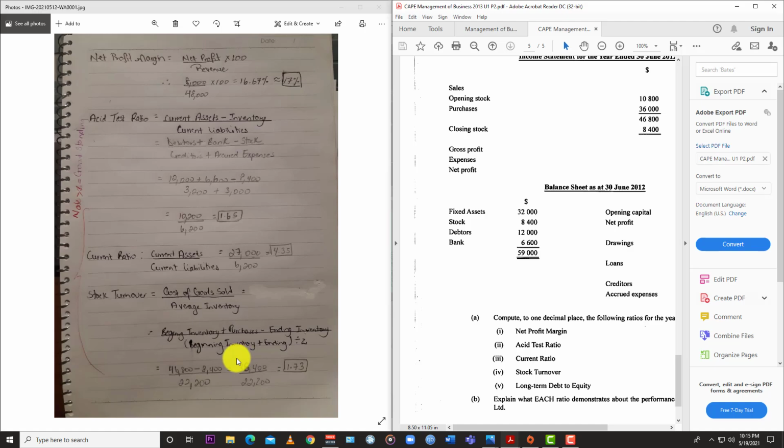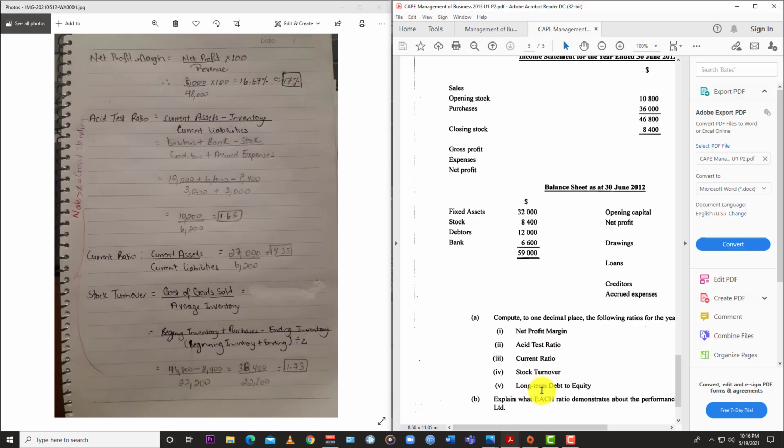You divide that by the beginning inventory plus the ending, which is the 10,800 plus the 8,400, and then you divide that by 2. So your answer is 38,400 over 22,200, and the answer is 1.73, or 1.7. That's your stock turnover ratio, 1.7. Most ratios are expressed as a percent or a decimal, whichever one you choose. So that's the stock turnover ratio.